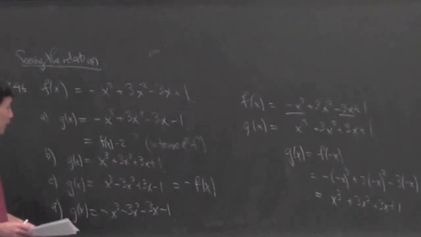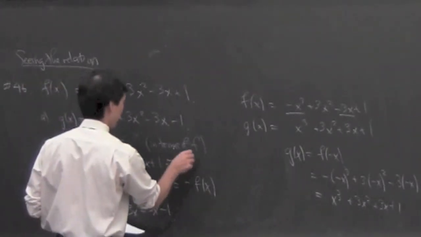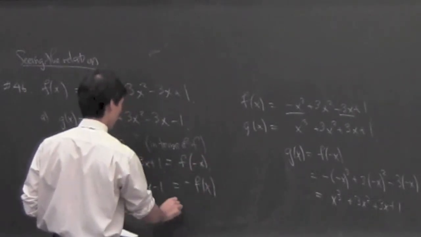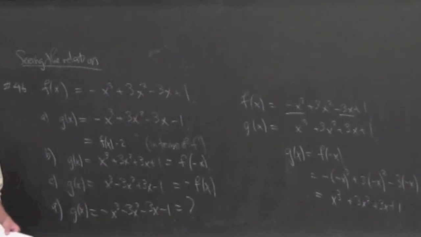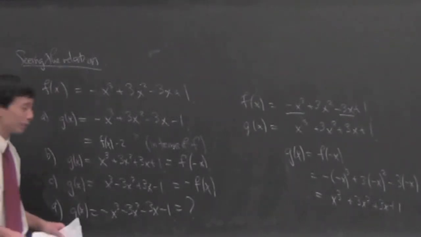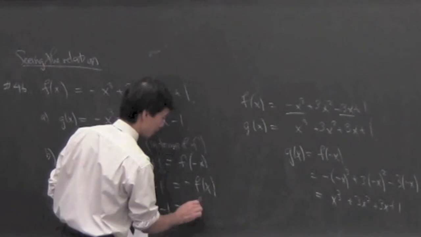Okay. What about the last one? The last one is the most tricky one, although I wouldn't call it too tricky. Anyone get the last one? Alexa? Is it negative f of negative x? Yeah, negative f of negative x.